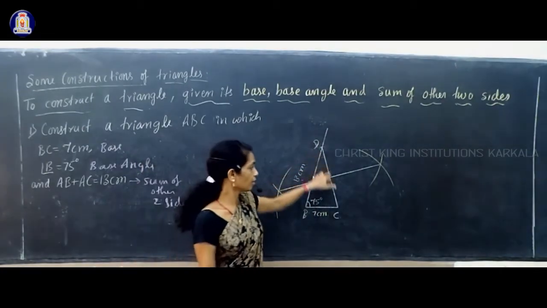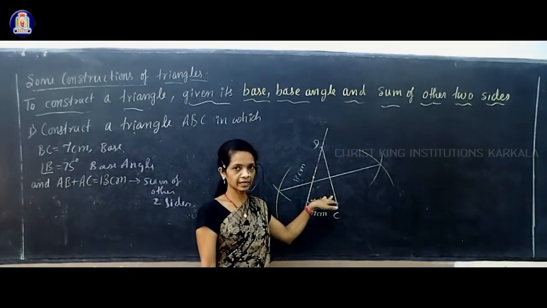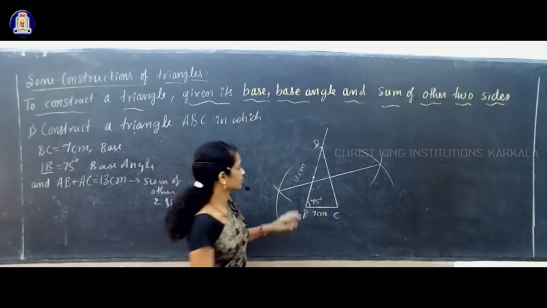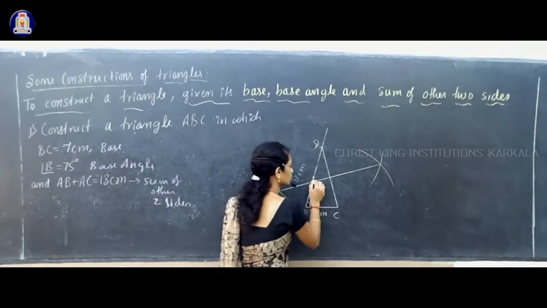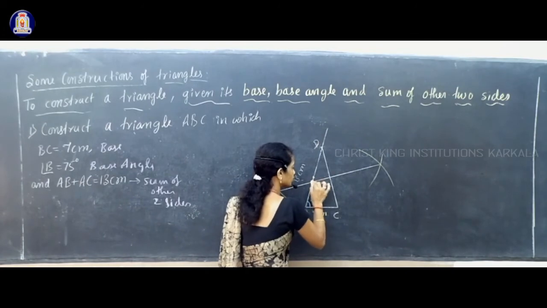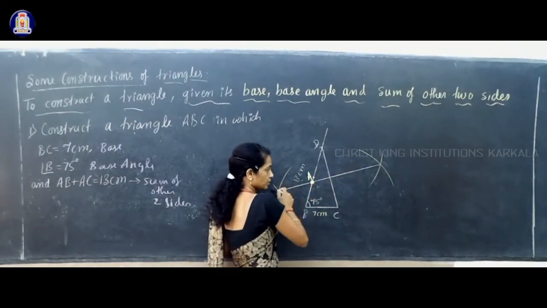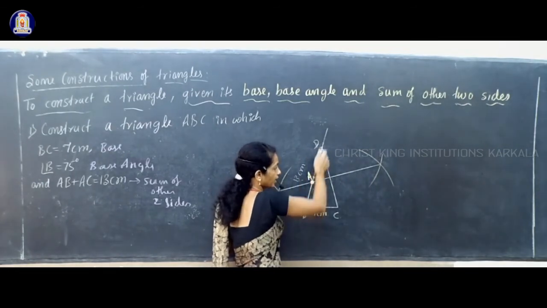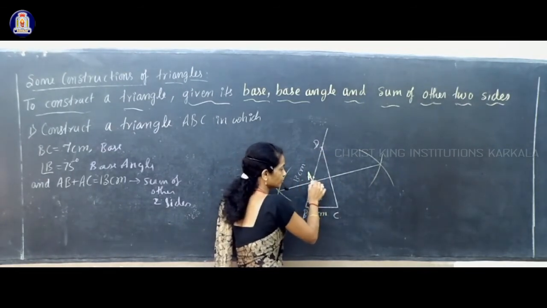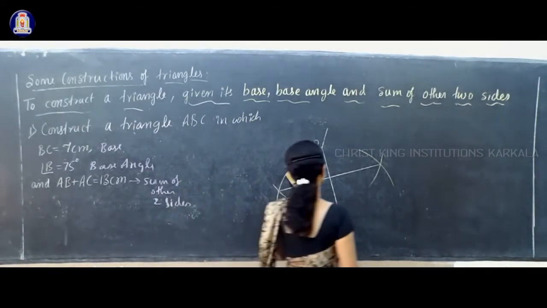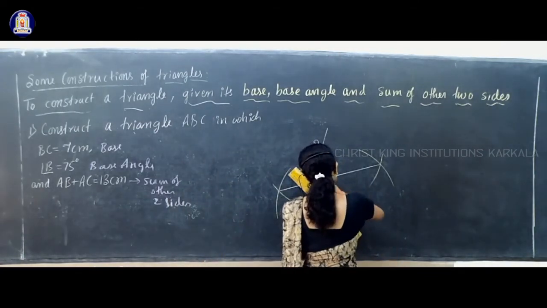Now you have to draw the perpendicular bisector of line CD. That perpendicular bisector intersects this line BD at which point? That point you have to take as A. Not this point. That perpendicular bisector and this line BD intersect at which point? That point you have to take as A. Now we join that A with the C.